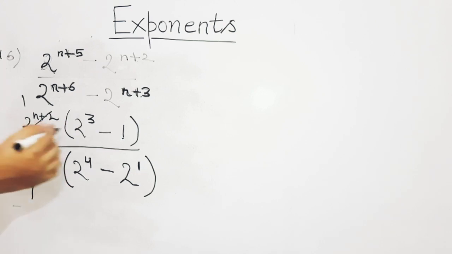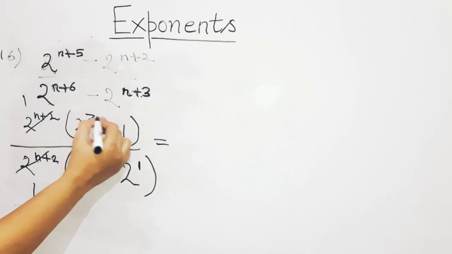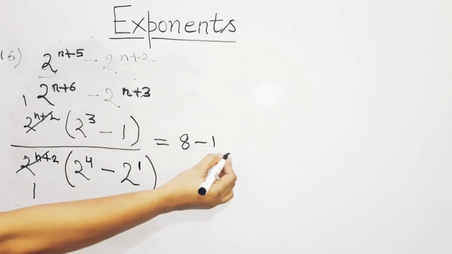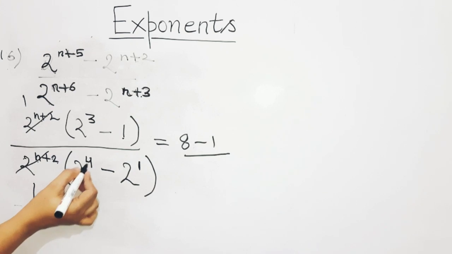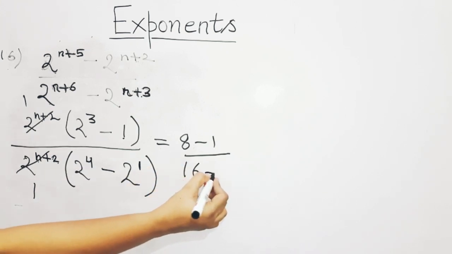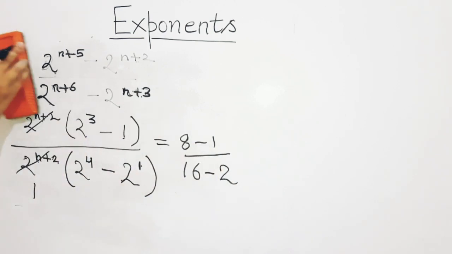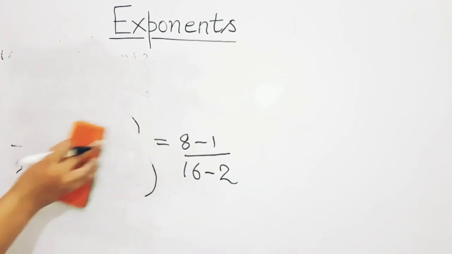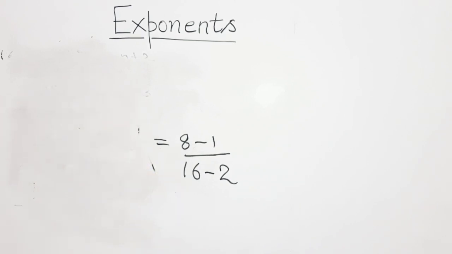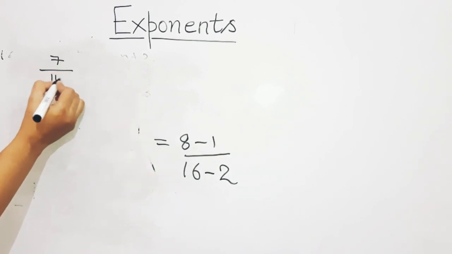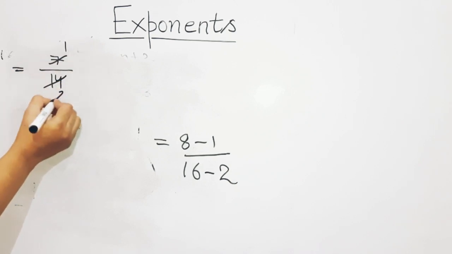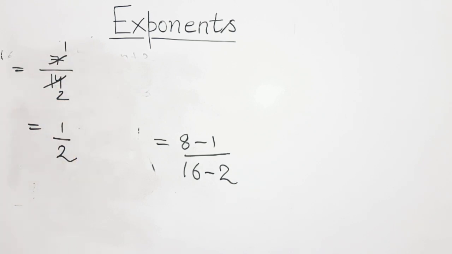So we all know that 2 to the power of 3 is equal to 2 2s are 4, 4 2s are 8. So 8 minus 1 upon, now we all know that 2 to the power of 4 is 16 and 16 minus 2 to the power of 1 is 2. So now after solving this much, let's see what is left. 8 minus 1 is 7, 16 minus 2 is 14. So 7 1s are 7, 7 2s are 14. What is left after the simplification? After the simplification, 1 upon 2 is left. So the answer of question number 16 is 1 upon 2.